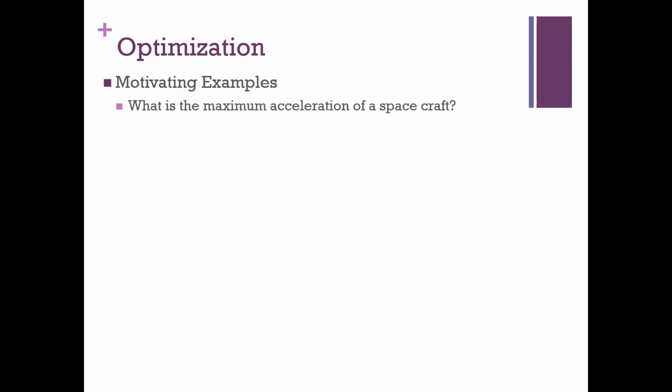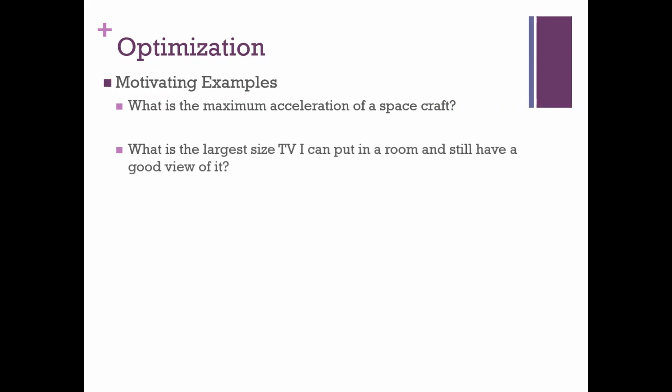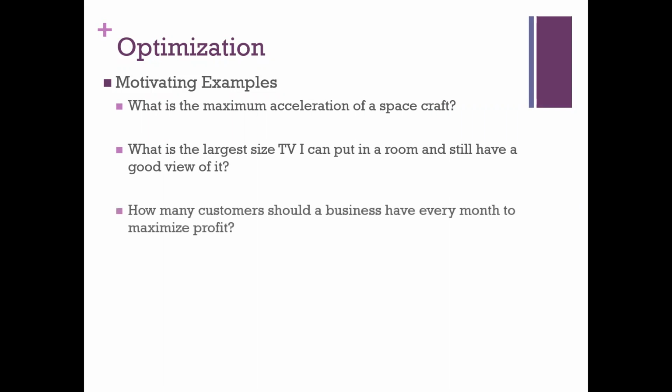You can't just make it accelerate as quickly as you want. You have limits based on raw materials and mass and stuff like that. What's the largest size TV I can put in a room and still be able to see it? You don't want to put a 120-inch TV in your dorm room. It will just never look good no matter where you are. How many customers should a business have every month to maximize profit? And that's one of those counterintuitive things. It seems like, well, the more customers, the better, right? Well, after a certain point, it stops being good for you.